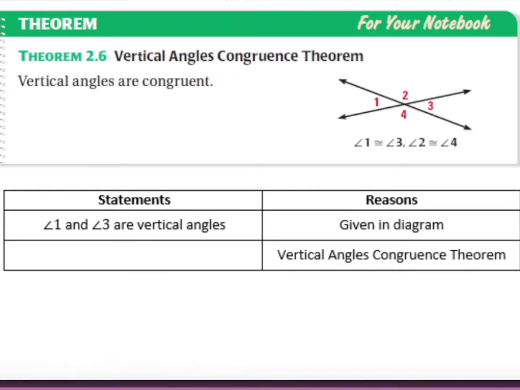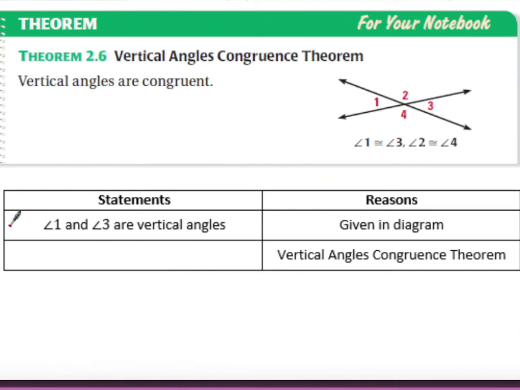The vertical angles congruence theorem. We've been just sort of assuming the vertical angles are congruent for a long time, but here it is in theorem form. It can be proven, and you'll get to see a proof of it later, but the vertical angles theorem just tells us that if you see vertical angles, then they must be congruent.